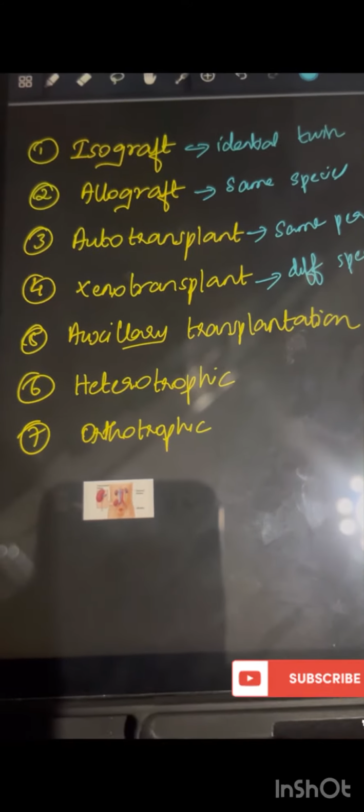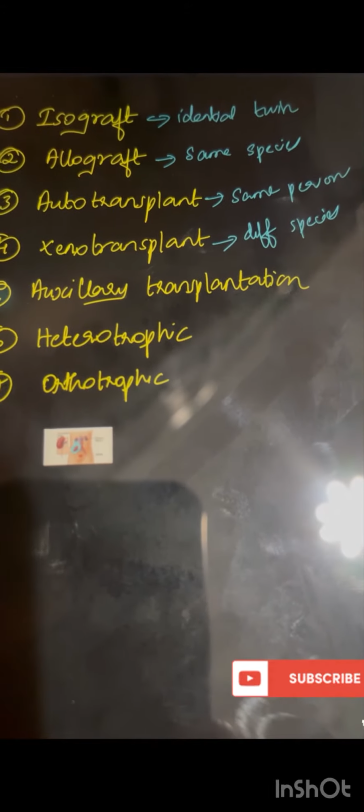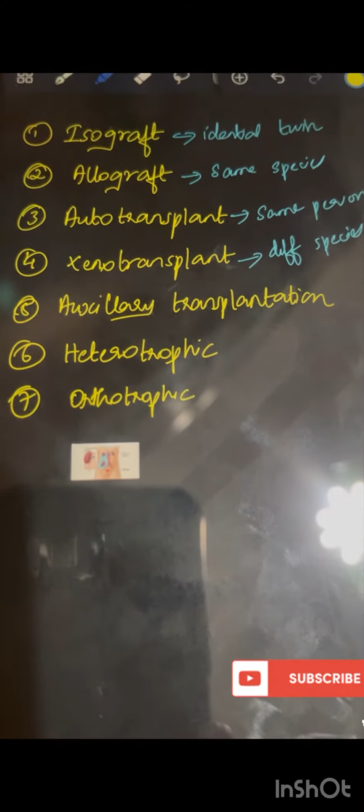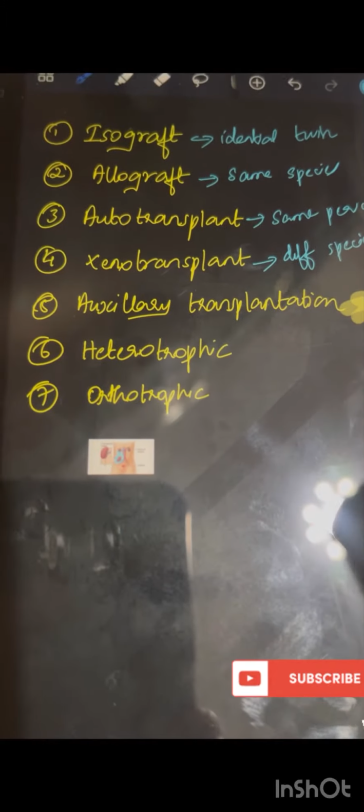Then what is auxiliary transplantation? In auxiliary transplantation, a partial tissue from the donor is used, which acts as the temporary support for the recipient's injured organ, and the recipient's injured organ remains in place itself. Example is left lobe of liver. Here we are taking partial tissue of liver from the donor and it is used for temporary support of the injured organ, and it is called auxiliary transplantation. And the example is liver transplantation.